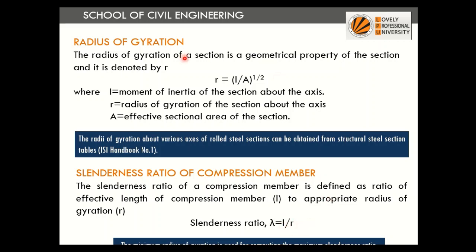What is radius of gyration? It is a geometric property of a section, which mathematically is the square root of I by A, where I is the moment of inertia about any axis and A is the area of the section, right? So how will we get the radius of gyration? The radius of gyration of all the rolled steel sections can be obtained from the steel table. Once we have calculated the radius of gyration, we can easily calculate the slenderness ratio.